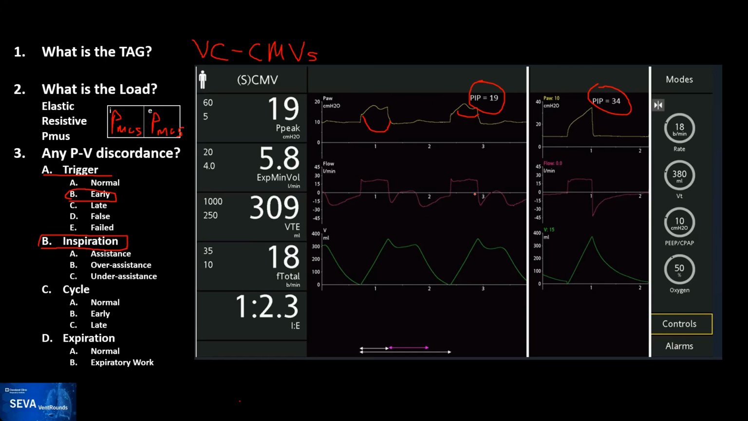Okay, so let's now talk about cycling. What's going on there with cycling? Normal, early, or late? What do you guys think? Well, what do you say, Ari? Where do we look? So far, somebody said normal. And considering the cycling, we can see that clearly there is something weird during expiration.